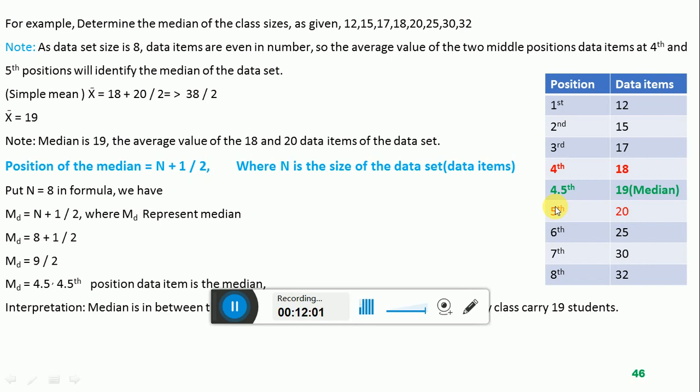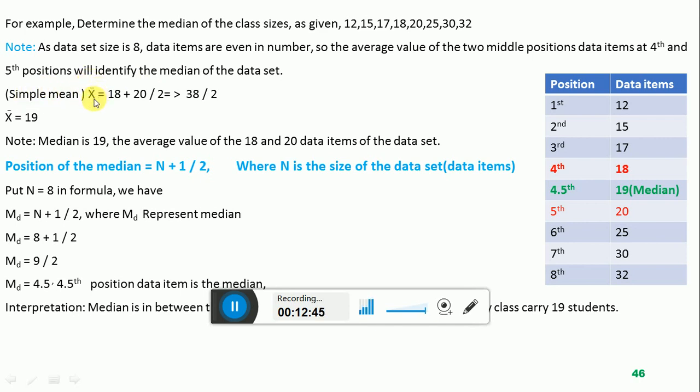So the data items are even in number. The statistician can identify the median by simply calculating the average of these two positions' data items, meaning the average of 18 and 20. As this is given here, let me read this note. As the data set size is 8, the data items are even in number, so we take the average value of the two middle position data items at the fourth position, which is 18, and the fifth position, which is 20. By computing the average of these two data items, the statistician will identify the median for the given data set, as given below. Simple mean.